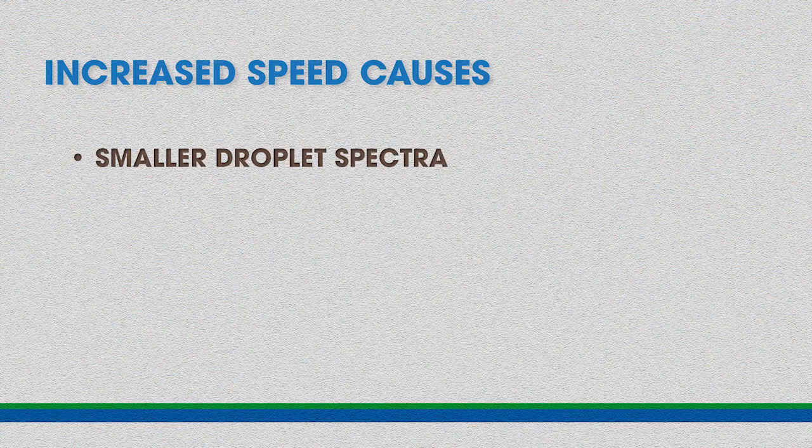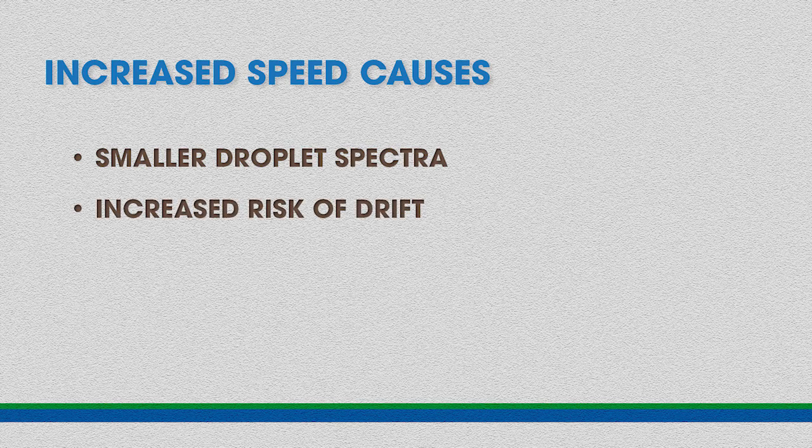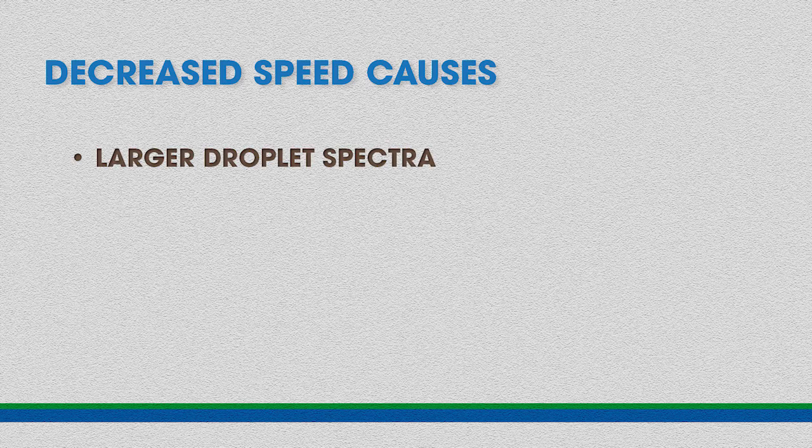While this system does a good job of maintaining the right flow rate, we remember that changing that pressure also changes the droplet size. So in essence, as you increase speed, you're getting a smaller droplet spectra, which is an increased risk of drift. As you slow down, you're getting a larger droplet spectra, which is a potential decrease in efficacy. You're reducing coverage and possibly deposition and retention on the target.